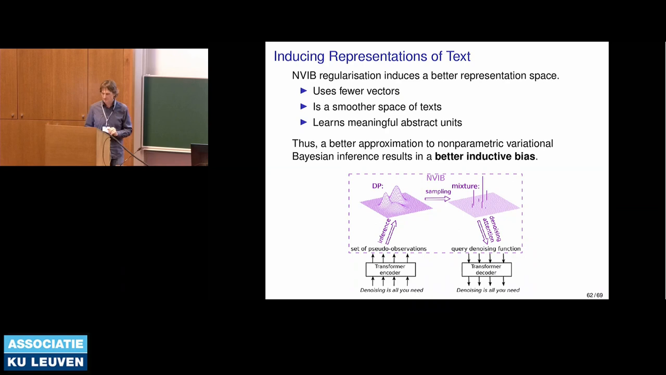So we've argued that adding this NVIB regularization induces better representations. It uses fewer vectors. It's a smoother space in the space of texts, the latent space, and it learns meaningful abstract units. And so you might say that a better approximation, because transformers we showed are already an approximation to Bayesian nonparametric inference, but this model is a better approximation, so better approximations give us better inductive bias, at least with respect to these characteristics.